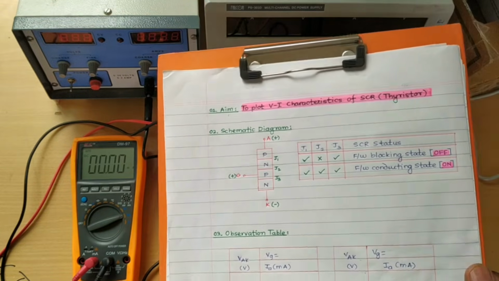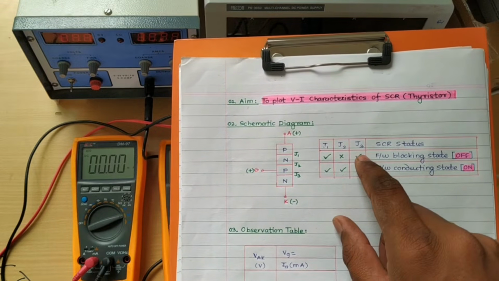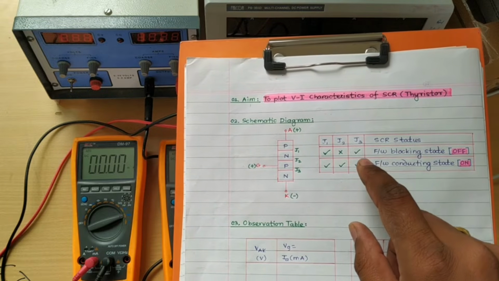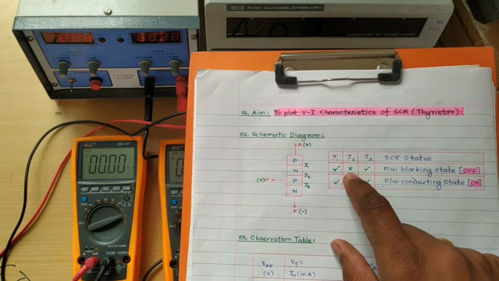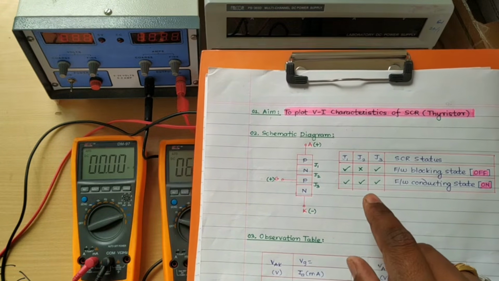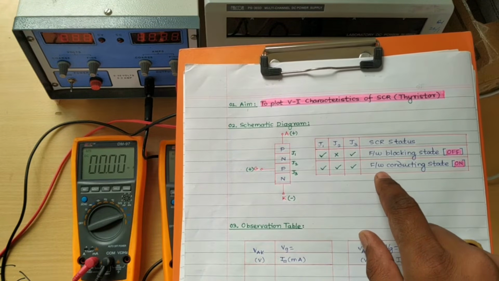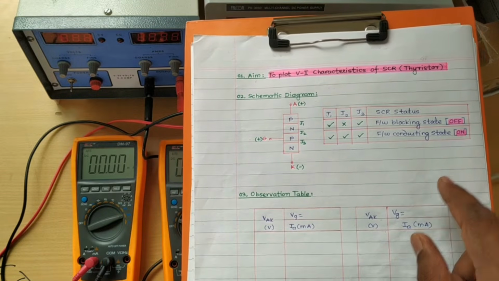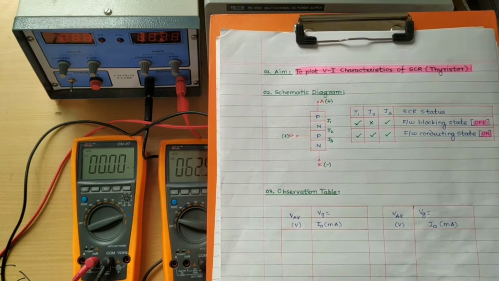So friends, now two things will happen. Initially J1 and J3 are on but J2 is off, so the device will be in forward blocking state. Very small current will flow through the device, that is nothing but the leakage current of this reverse biased middle junction. When you go on increasing the voltage, at some particular voltage all junctions will turn on and your device will start conducting, then your SCR will come into on state. After that, voltage will drop and current will suddenly rise.